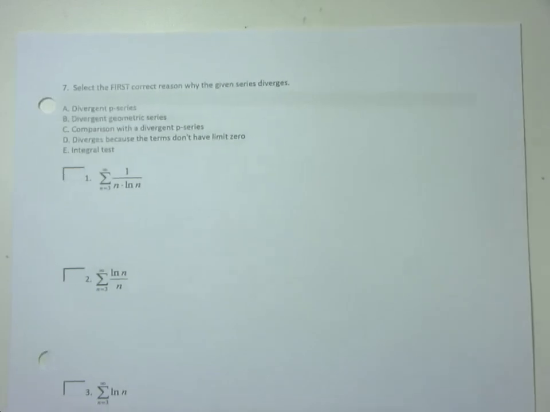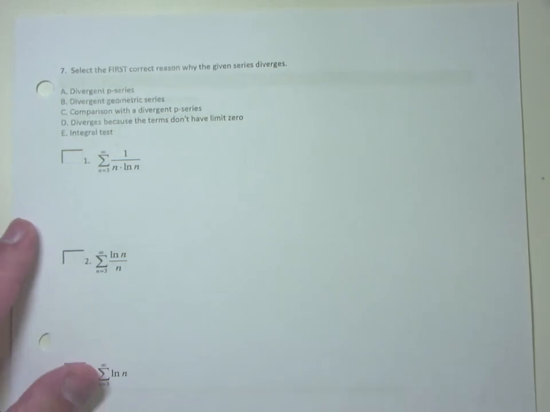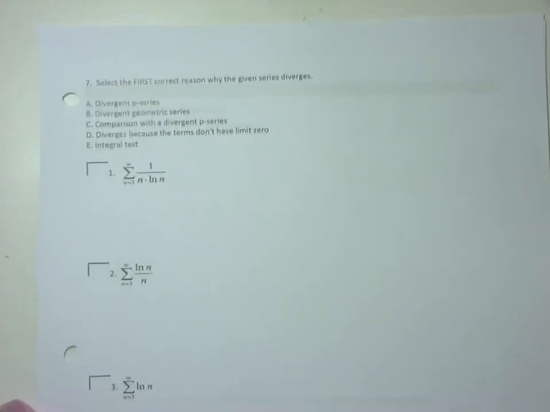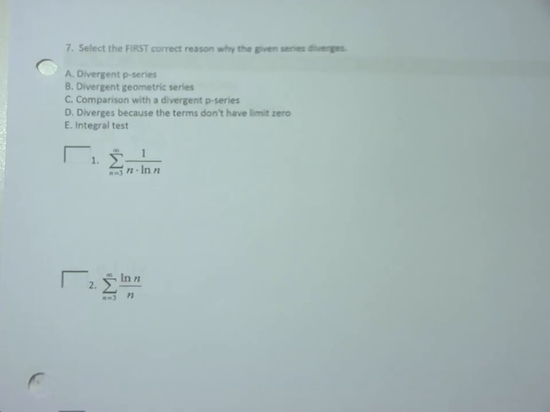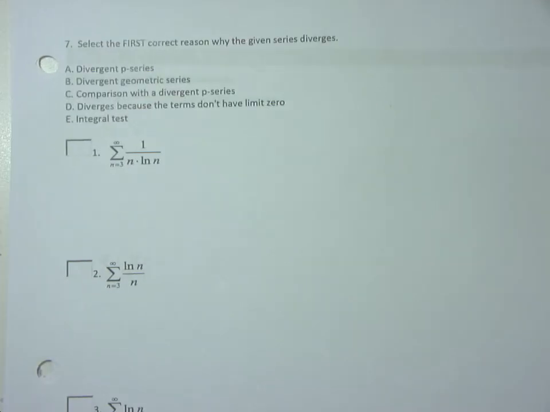Here's another interesting way WebWork is going to ask you questions on this section. It says this: list the first correct reason. See, here's your problem. When it comes to these tests, you've got a lot of tests. And there may be more than one test to prove something is going to converge or diverge. There's only one answer. If it converges, it's going to converge. If it diverges, it's going to diverge. But there may be more than one test.